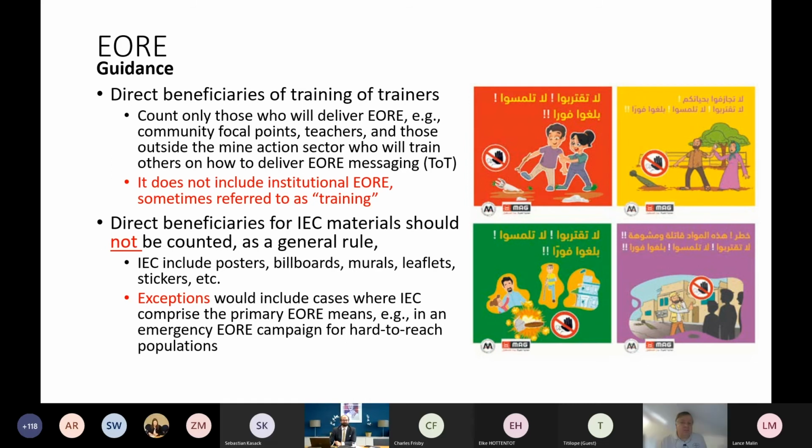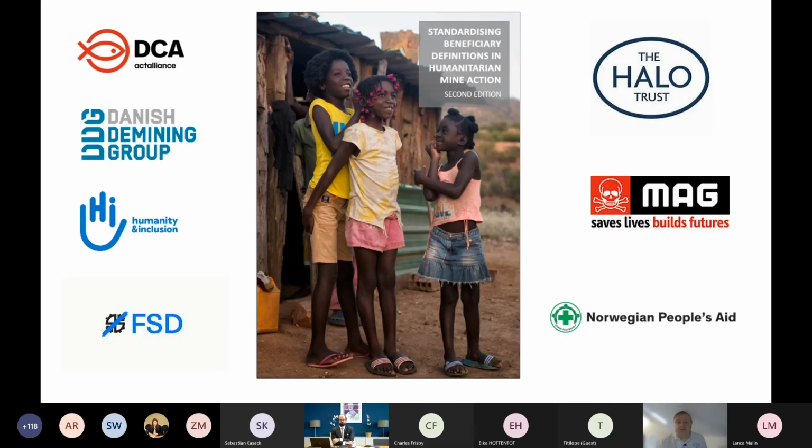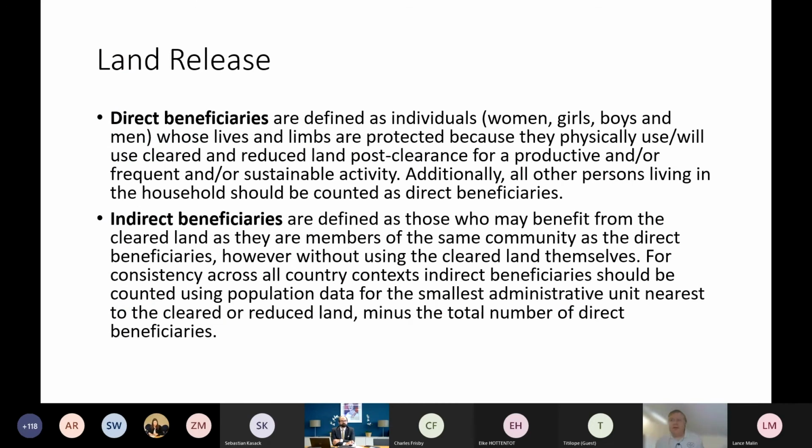Yeah, thank you, Ambassador. Can I have my first slide, please? So for land release, this is actually probably the only definition that ties into, or is embedded in, the IMAS, in that the direct beneficiaries of land release are identified under the information management IMAS. So what we're saying here is that the direct beneficiaries are obviously those people who are going to physically use the land. And we see that the whole of the household of those people who are physically using the land should be counted. So the women, the girls, the boys and the men, all the individuals involved in the physical use of the land are the people that we should count.